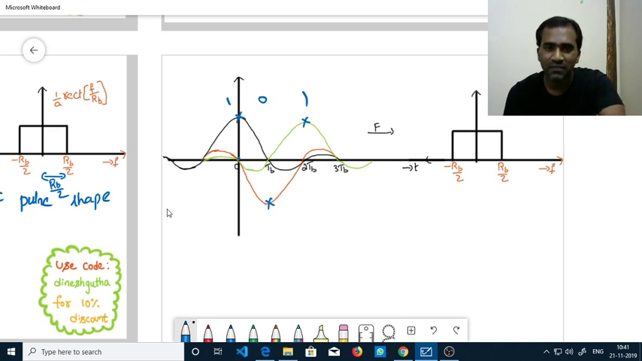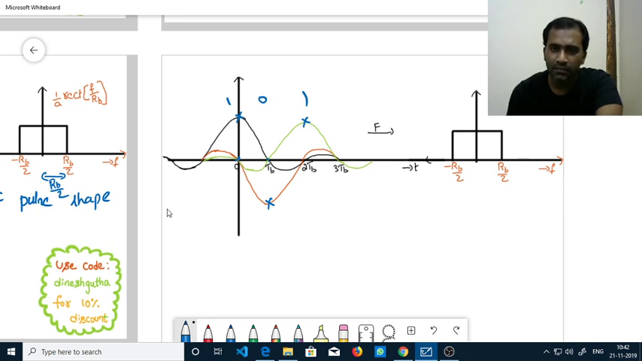If you observe, at 0 if I am sampling, I am getting the effect of only the first pulse. Second pulse interference is there, but exactly at the point that I am interested in, there is no effect. The second pulse is interfering with the first pulse, but it is not interfering exactly at the location that I am sampling.